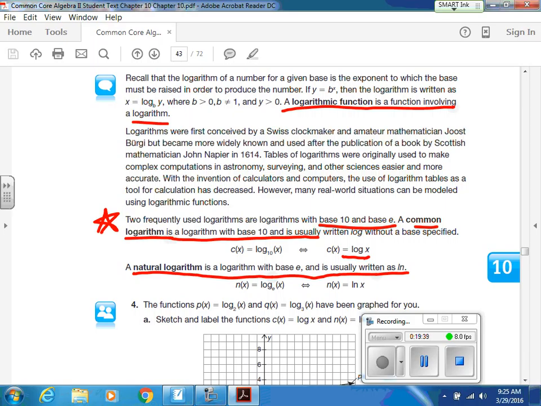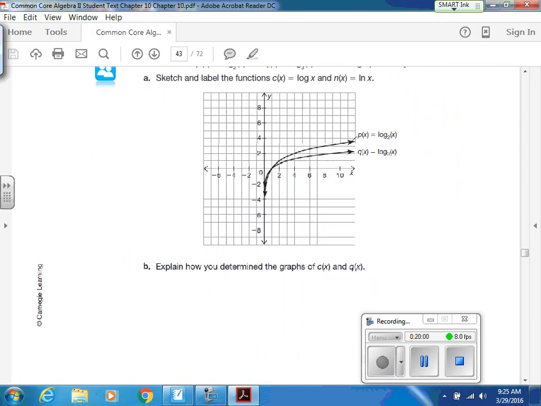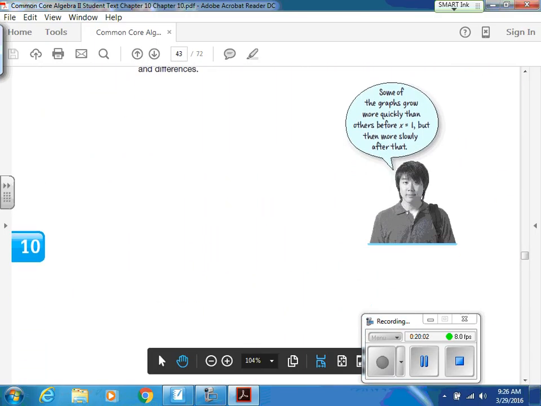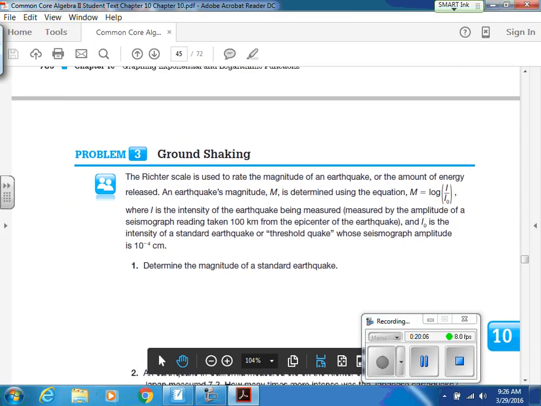Can I erase this and move it? Is everybody still underlining or highlighting it? Yeah, some people are. I'll wait a second. Are you done?